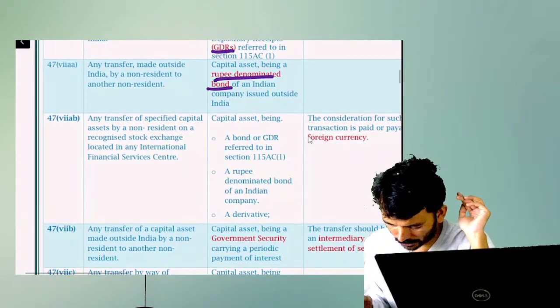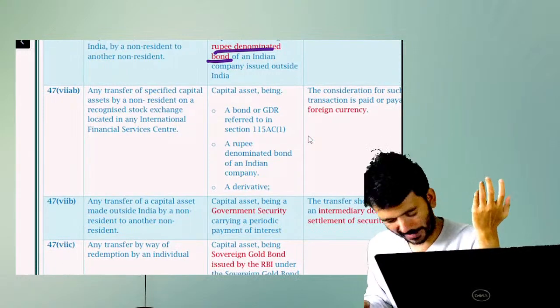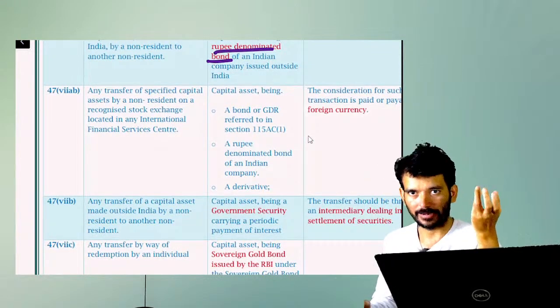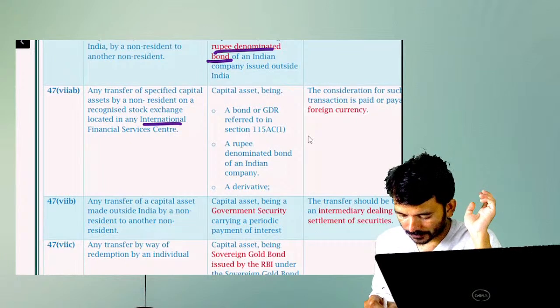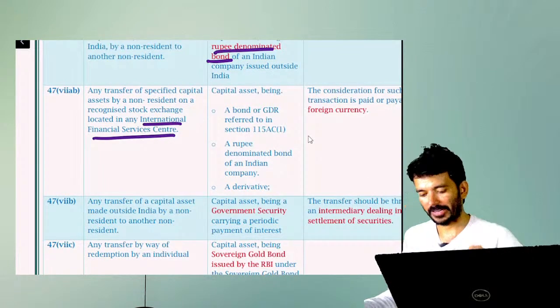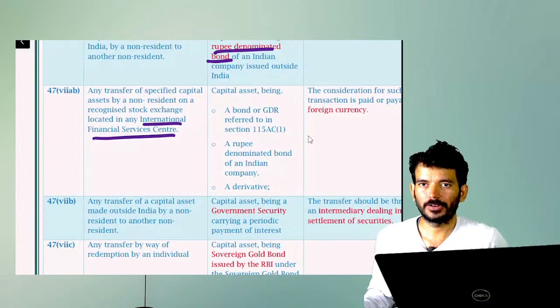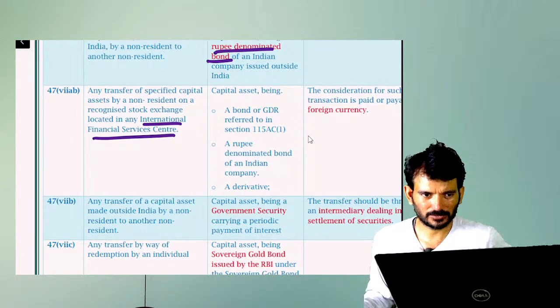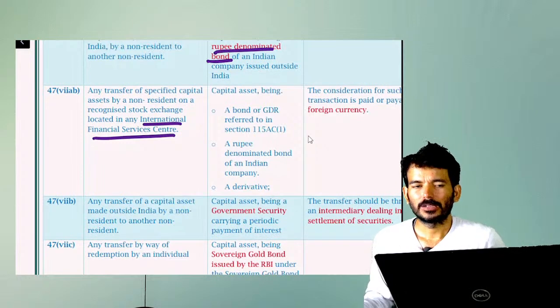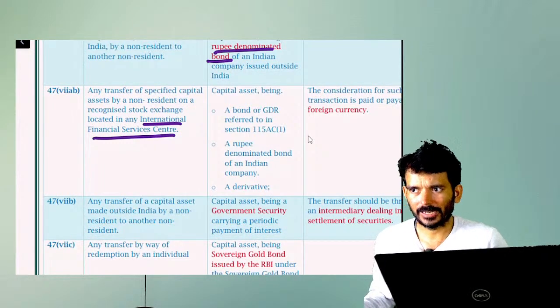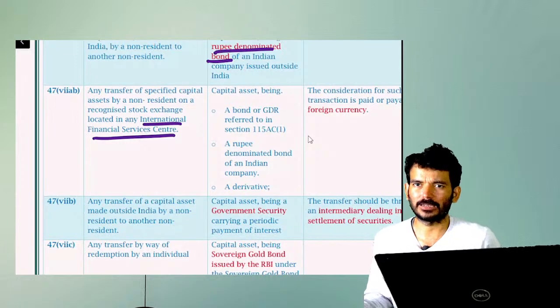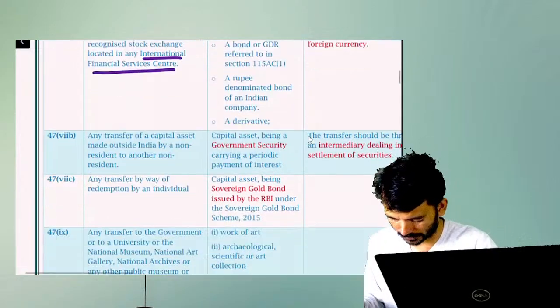Rupee denominated bonds, also same logic. I'm not explaining much on this, I don't want you to get confused. And there are certain institutions like the International Financial Service Center. Here, even if you are dealing with the transfer of specified cash shares, because it is dealt by the non-residents and they do it in their own foreign currency, that is the reason why it's not a transfer. You need not pay tax on this.